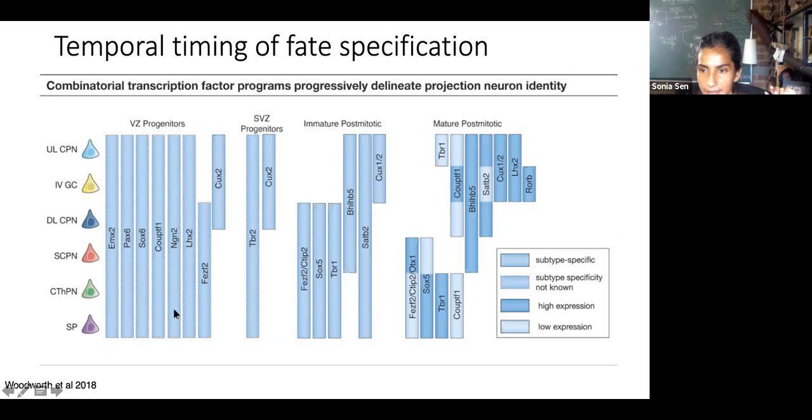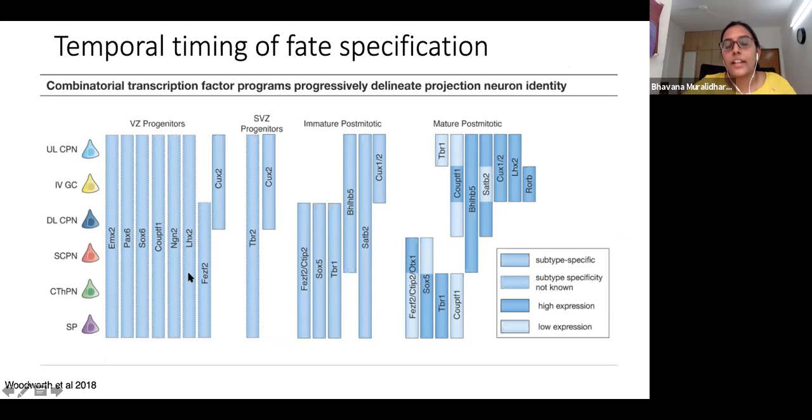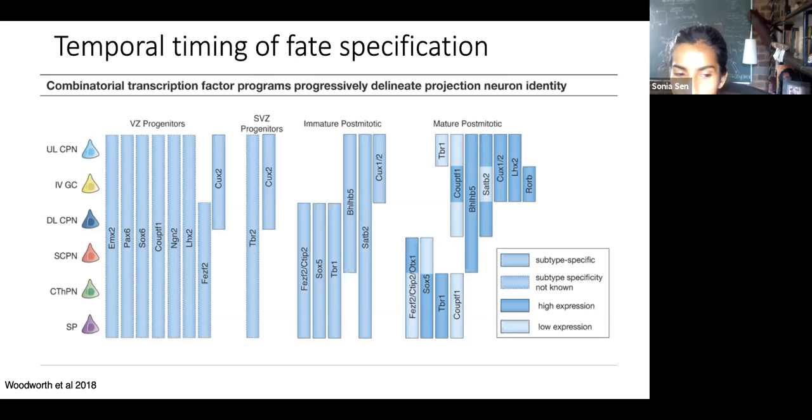regionalizing factors. Sorry, Sonia, your voice got cut, so I couldn't hear the question. Can you hear me now? Yes, these are regionalizing factors. Yes, you're right. Okay, I'll let other people ask questions.